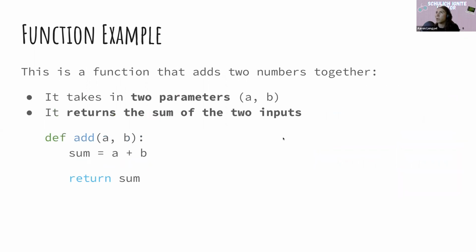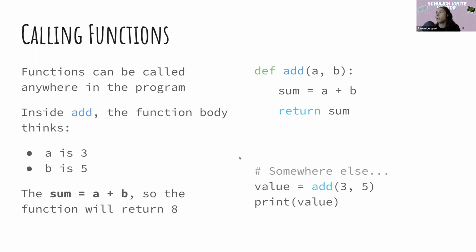So let's look into an example. This is a function that adds two numbers together, right? It takes in two parameters, A and B. Notice they're comma separated. We give it a name that's relevant to what it does. And then we take our sum, A plus B, and then we return the sum, right? So you have to use the return keyword. And so now we've made our function.